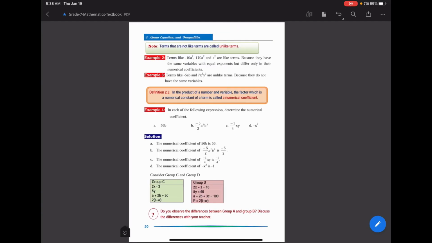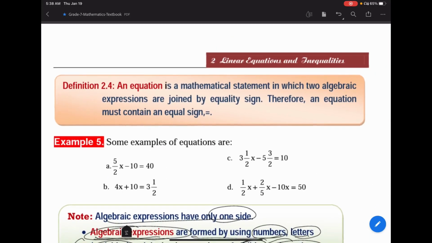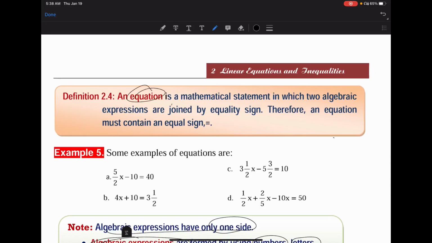Okay, that is also in fact the actual definition of equation. An equation is a mathematical statement in which two algebraic expressions are joined by the equality sign. Therefore, an equation must contain an equal sign. That is how we define an equation.